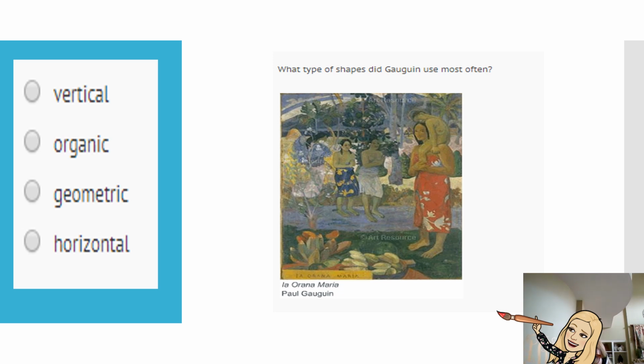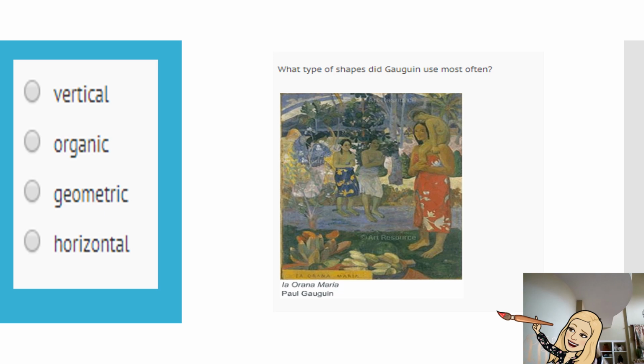Hopefully you have made it all the way through Unit 1 and you've read all of the material so that these questions are going to be easy for you. So question 1 is, what types of shapes did Gauguin use most often?